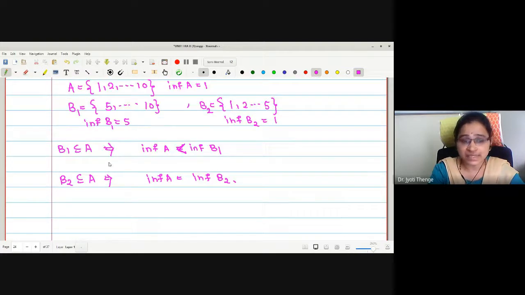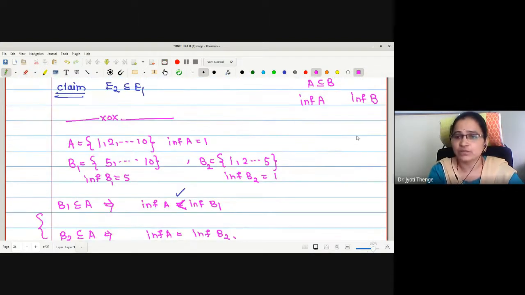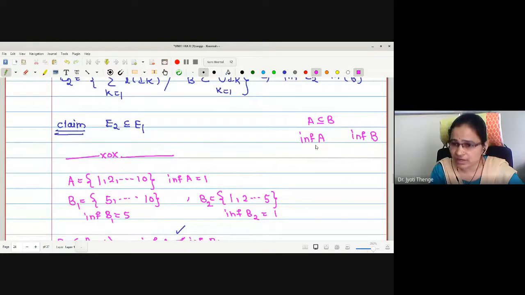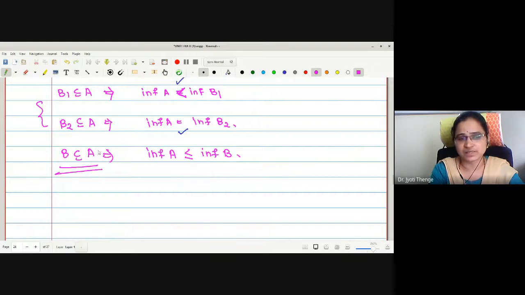Now, in this case, if B1 is a subset of A, let me combine both the possibilities. If B is a subset of A, what is it giving us? Once it is giving us strictly less, once equal to. Therefore, combining both the cases, can I write infima of A is less equal by infima of B? What kind of inclusion? B contained in A. Here I have written A contained in B. Therefore, what should be the relation here? Greater equal. Yes, it is greater equal.